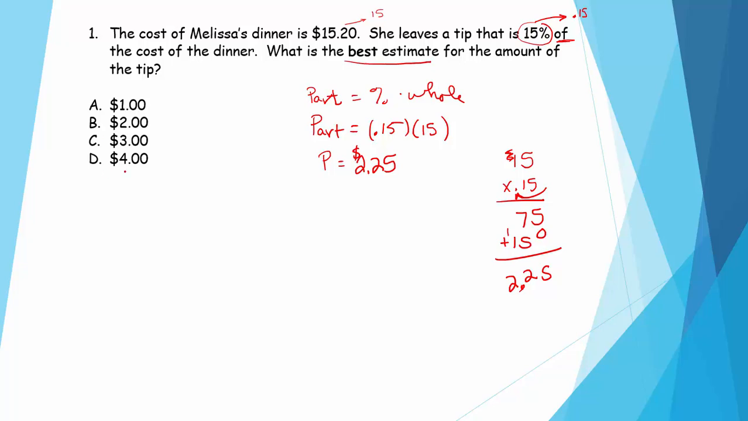So what's the best estimate for that? I would say $2 is the best estimate. And if you didn't round, if you did 15.20 times 0.15, you would have come up with $2.28 instead of $2.25. Still, you would have realized $2 is the best estimate for how much you'd leave for tip.